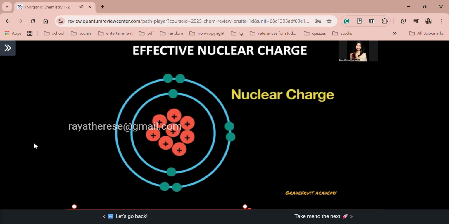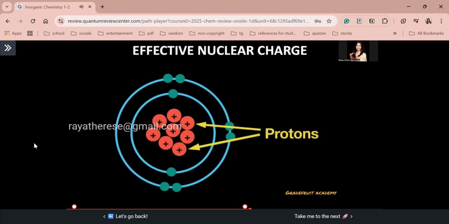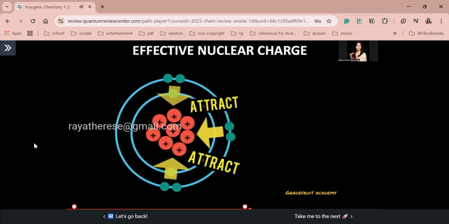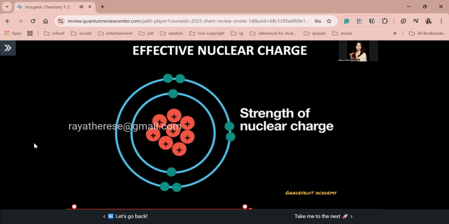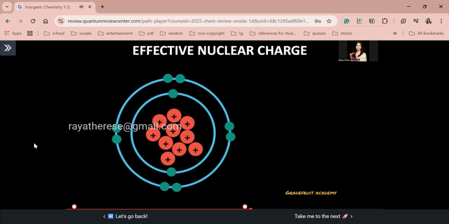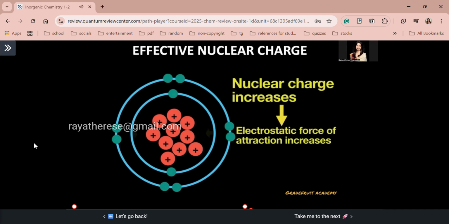As the name suggests, nuclear charge refers to the positive charge of the nucleus because of the positively charged protons that's inside of it. The positively charged nucleus will attract the negatively charged valence electron towards itself, which causes a contractionary effect on the atom. Hence, the strength of the nuclear charge depends on the number of protons present in an element. So when the number of protons in an element increases, the nuclear charge increases, and this in turn causes the electrostatic force of attraction between the nucleus and the valence electrons to increase, thereby making the atomic radius smaller.